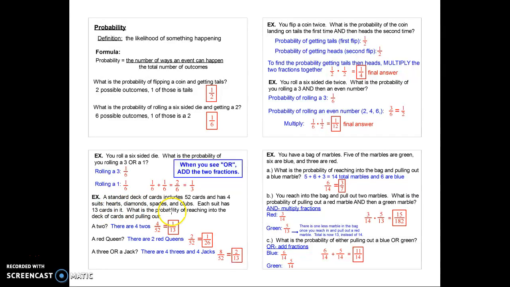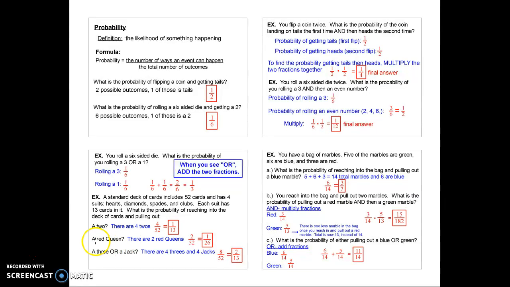What is the probability of reaching into the deck of cards and pulling out a 2? So in that deck of cards, there are 4 2s. Okay? There's a 2 of hearts, 2 of diamonds, a 2 of spades, and a 2 of clubs. So there are 4 different possibilities for bringing out a 2 out of my total 52 chances. So 4 out of 52 reduces to be 1 out of 13. So again, you have to reduce your fractions if you're able to.